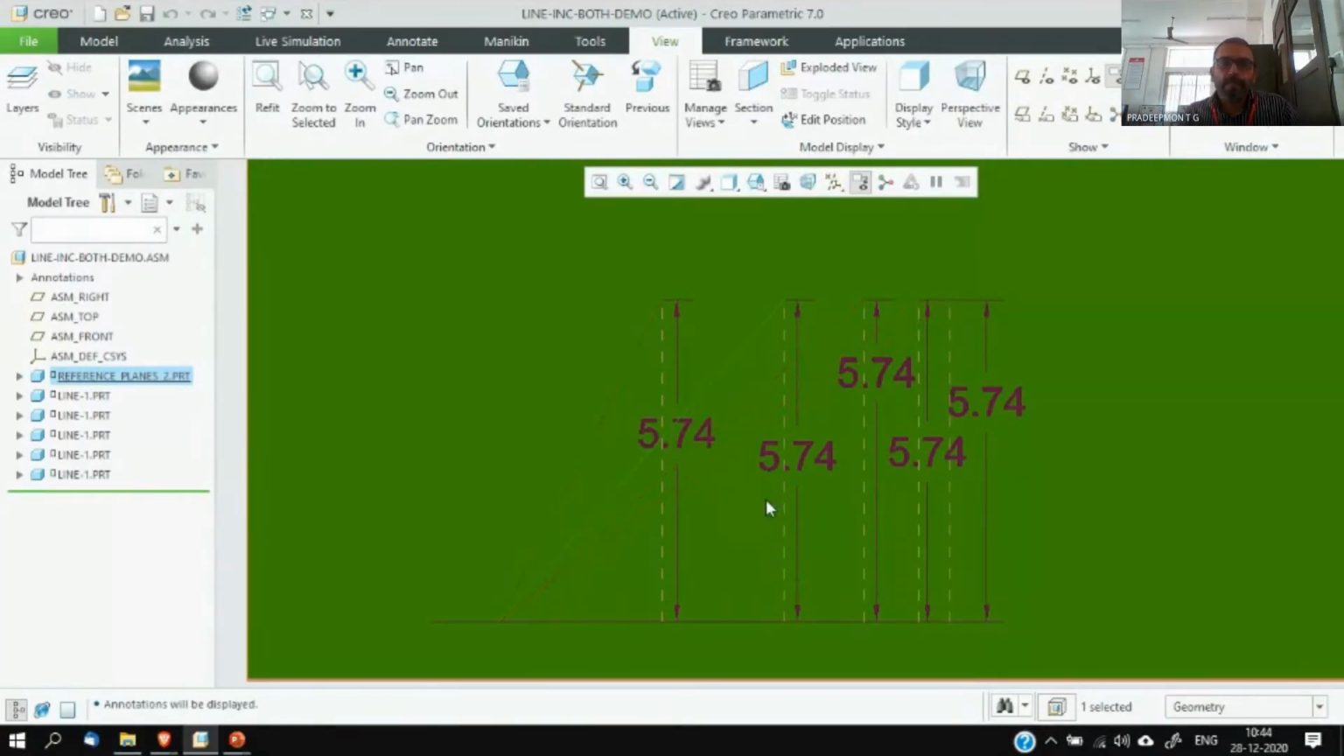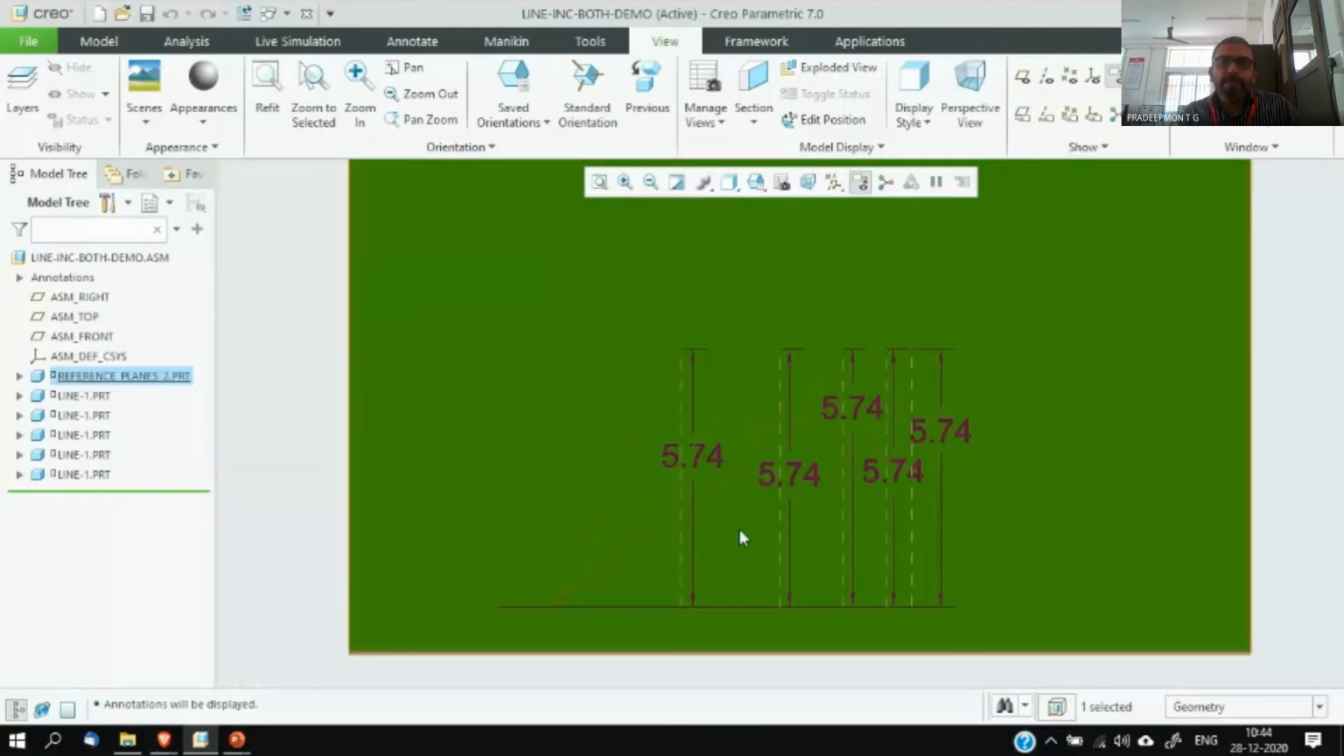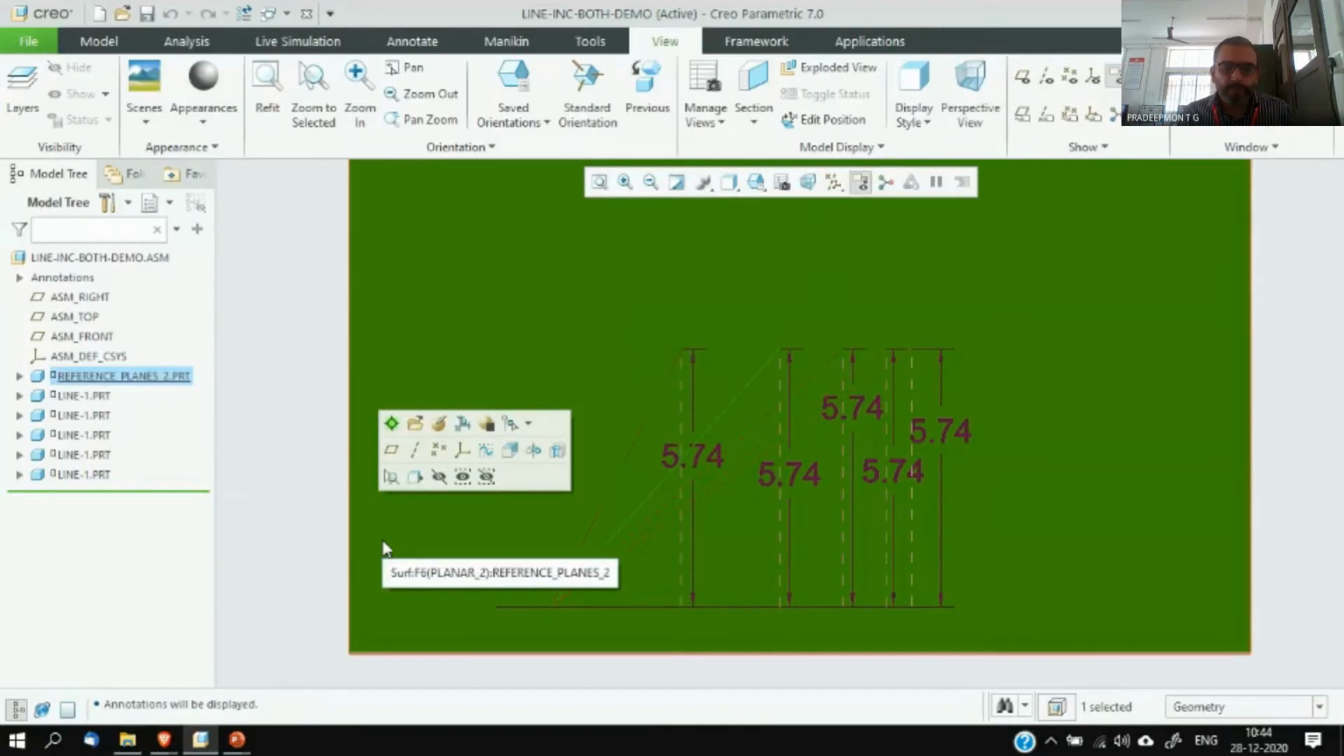In class we used to demonstrate this using the set square, but here I'm not able to demonstrate it using the set square. That is why I created a Creo model in order to make it clear for you. Okay, you got it? Yes, sir. Thank you. Okay.